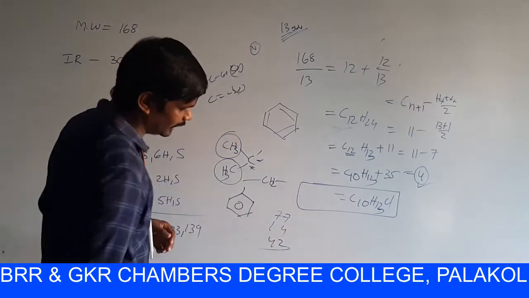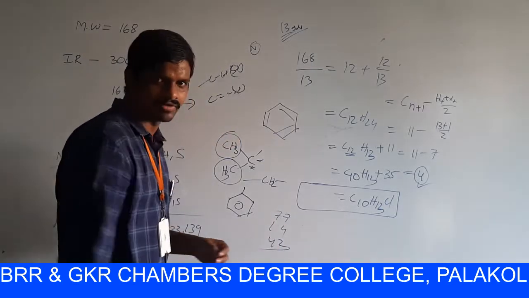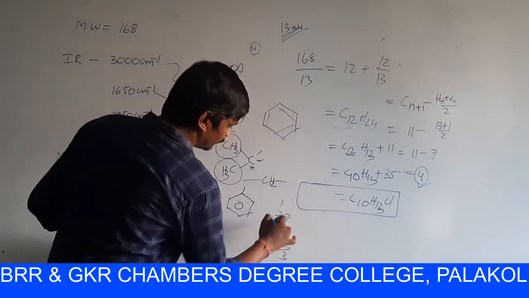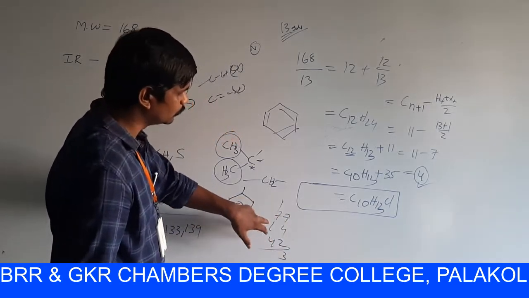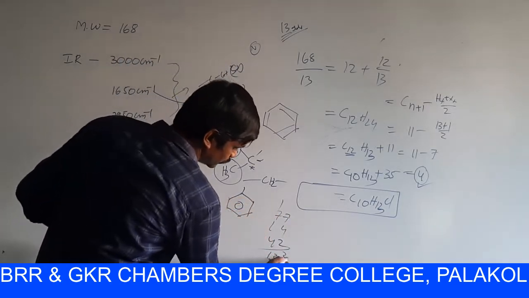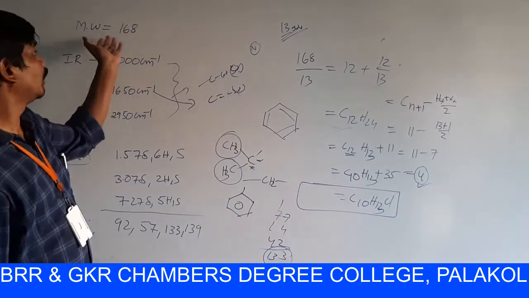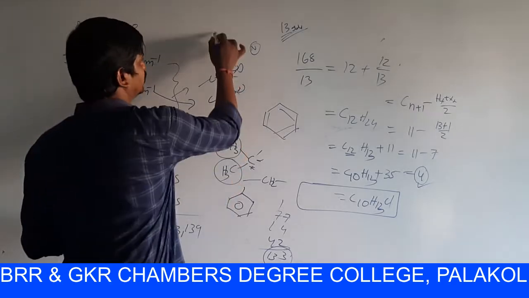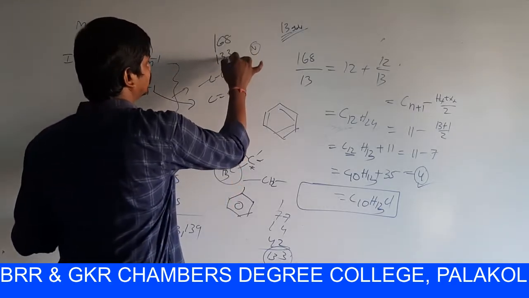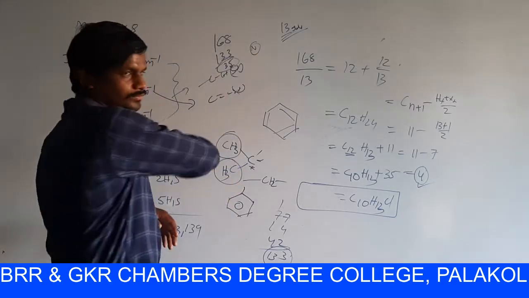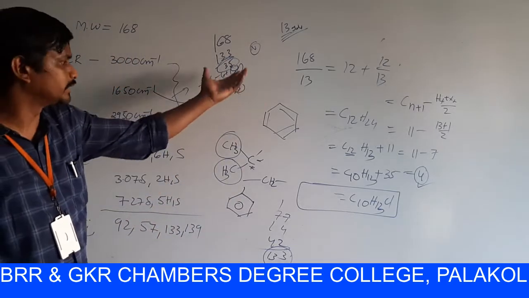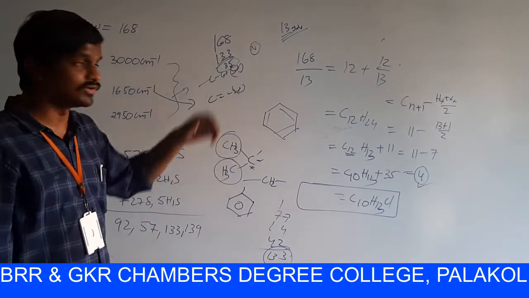So now I can add all these values. 7 plus 2, 9, 9 plus 4 is 13. So I get 133. The actual given molecular weight is 168. Now I subtract 168 minus 133, then I get 35. So then I can write a chlorine atom in place of that remaining molecular weight of 35.